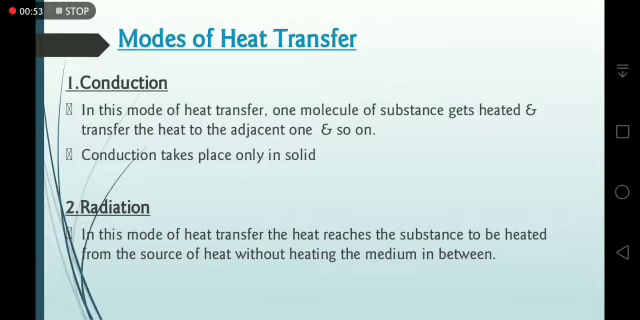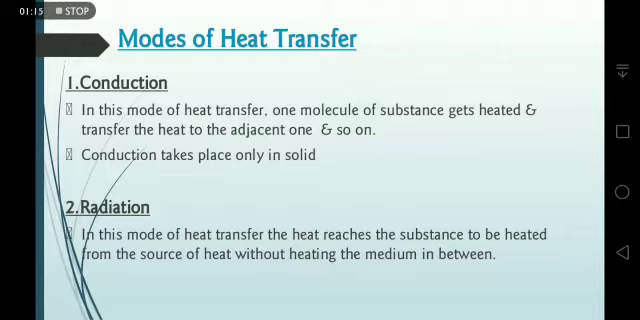Next one is modes of heat transfer. There are three modes of heat transfer: conduction, convection and radiation. The first one is conduction. In this mode of heat transfer, one molecule of a substance gets heated and transfers the heat to the adjacent one and so on. Conduction takes place only in solids, not in liquids or gases.